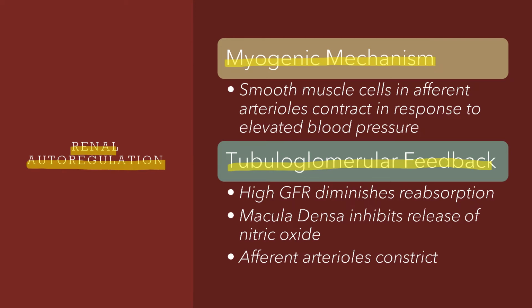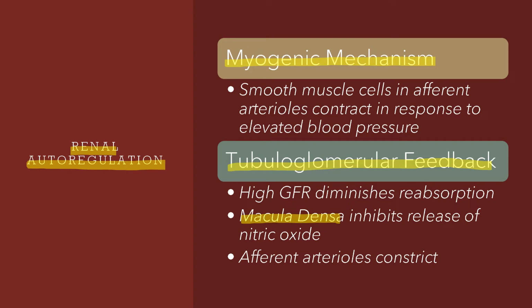Now, the second contributor to renal autoregulation is the tubuloglomerular feedback, and it's named this because part of the renal tubules, the macula densa, provides feedback to the glomerulus. Now, when the GFR is above normal due to elevated systemic blood pressure, the filtered fluid flows more rapidly along the renal tubules. As a result of this, the proximal convoluted tubule and nephron loop have less time to reabsorb sodium and chloride and water.